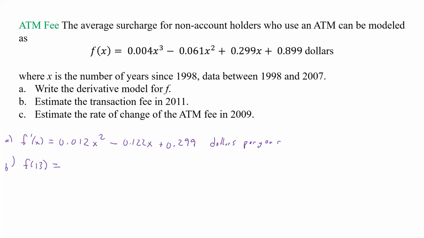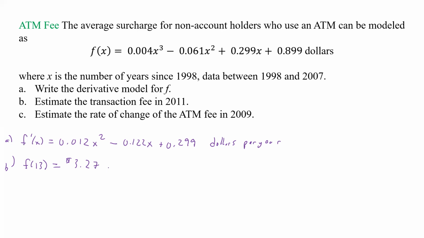0.899. And I did what I always do, I put those in and forgot to go up because we have the cube there. So 13 cubed, and then I have to go back again. So minus 0.061 times 13 squared, and then plus 0.299 times 13 plus 0.899. And so we get 3.265. So we get 3.265, but that's going to give us $3.27 if we round to the nearest penny, and that's dollars.